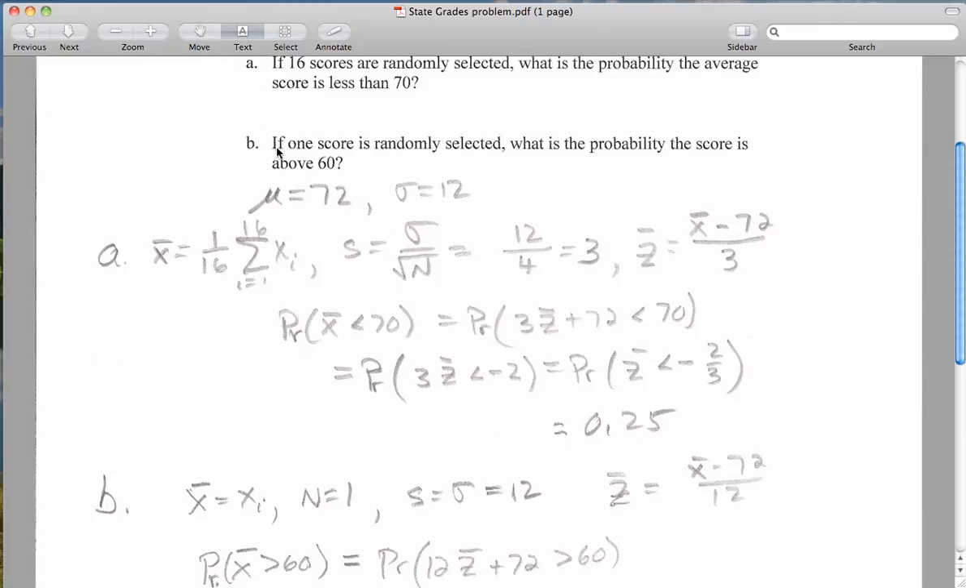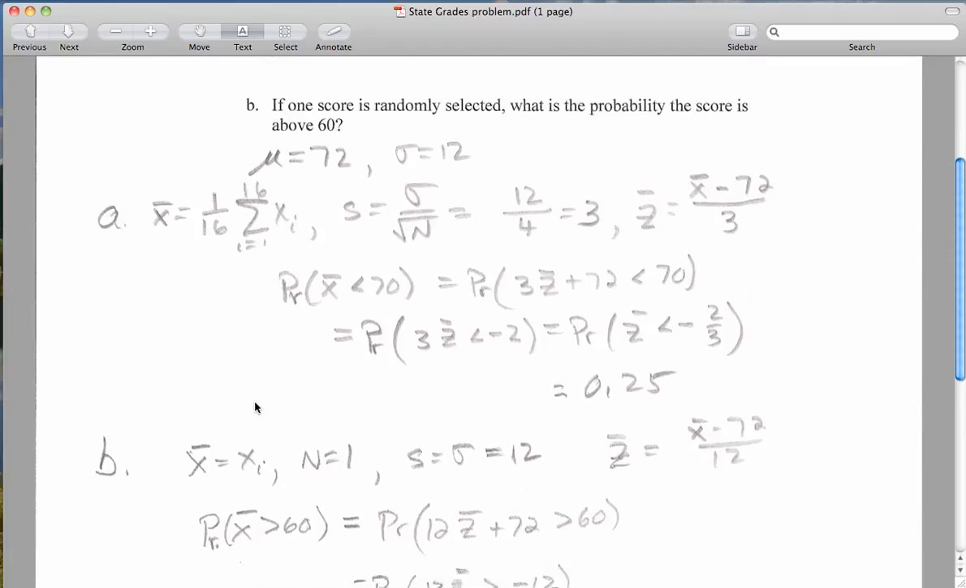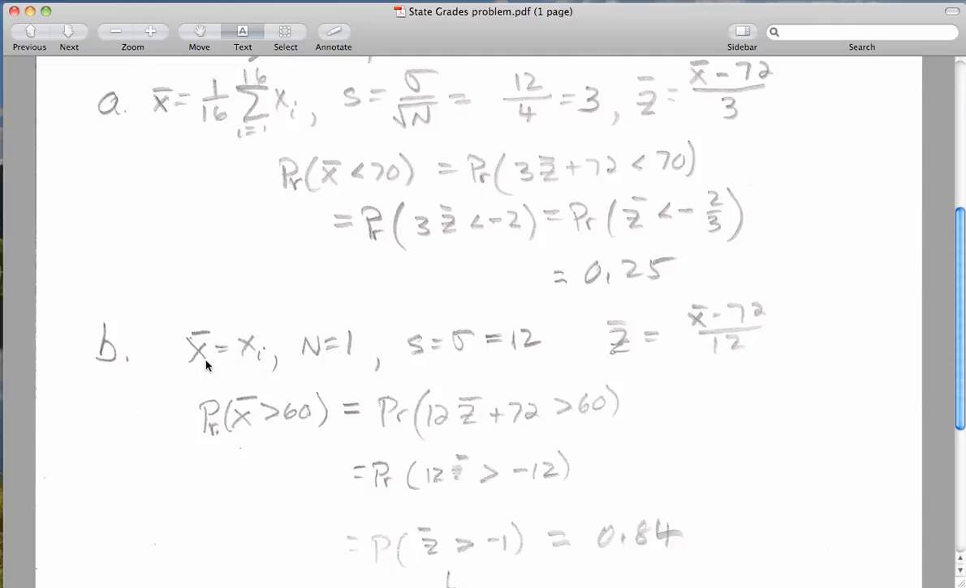Now part B of the problem. If one score is randomly selected, what is the probability the score is above 60? Okay, so in this case we're picking one sample, xi, and that represents the sample mean. N is equal to 1. The standard deviation of the sample mean is equal to sigma, which is 12. So z bar in this case is equal to x bar minus 72, divided by 12. The probability that x bar is greater than 60 is equal to the probability that 12z bar plus 72 is greater than 60. We get that from this equation here for relating z bar and x bar.